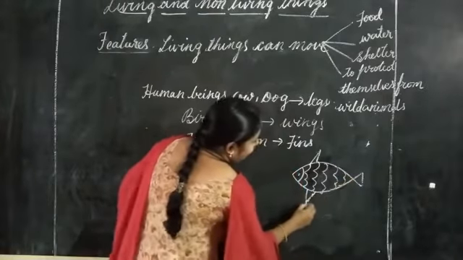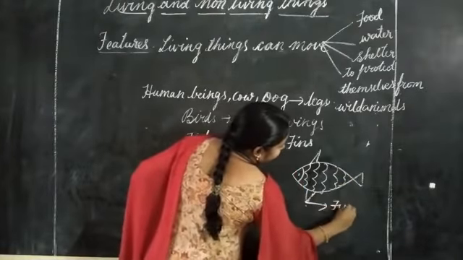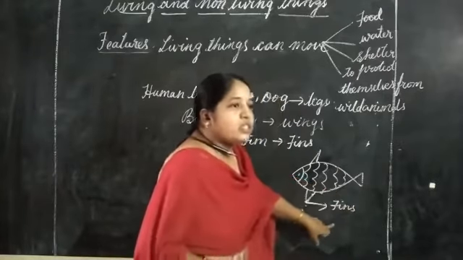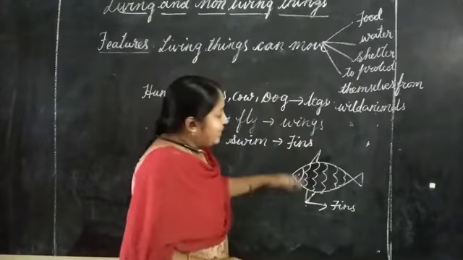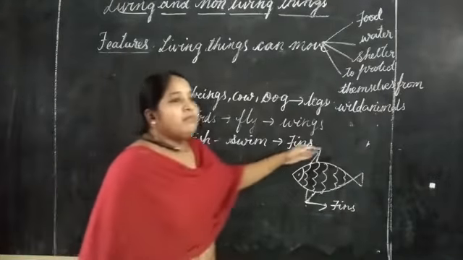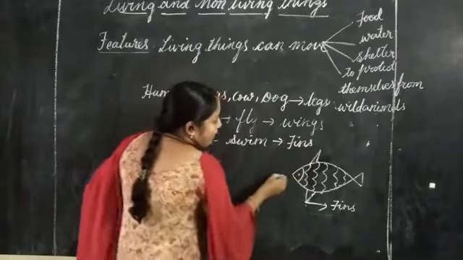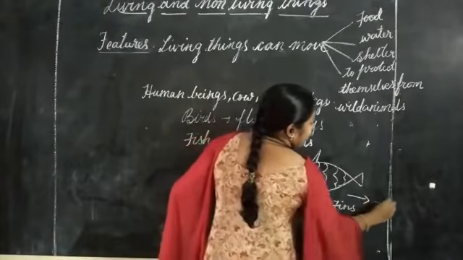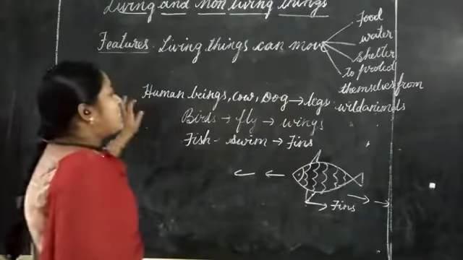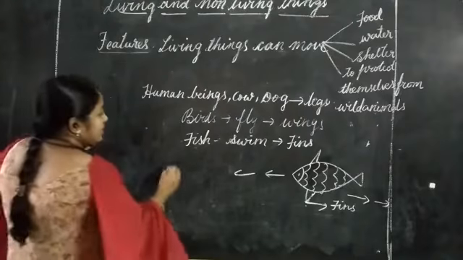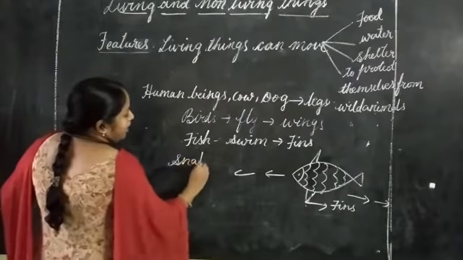So these are called fins. These are fins which help the fish to swim in the water. These fins help the fish to move forward as well as backward. And some animals such as snakes crawl on the ground.